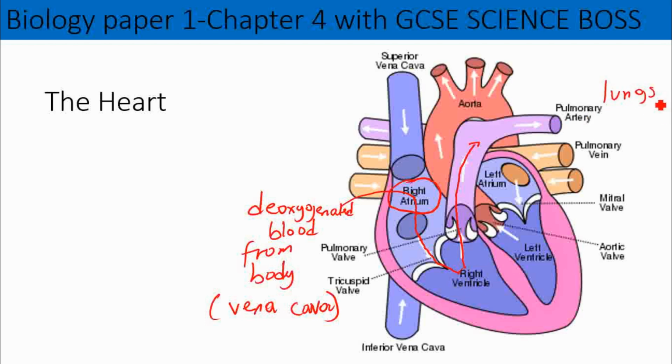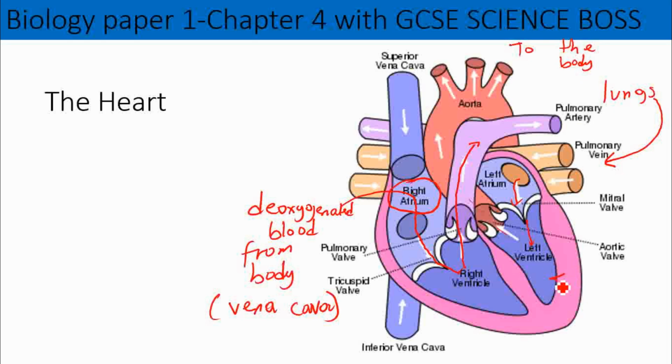And then from the lungs, it goes to your pulmonary vein, the only vein which carries oxygenated blood. It then goes to your left atrium. From your left atrium, it then passes this valve right here, which is called your bicuspid valve. And then from here, it goes to your left ventricle, and then that's sent out through the aorta to the body. And this would be high pressure blood.